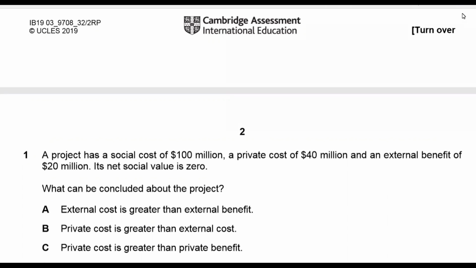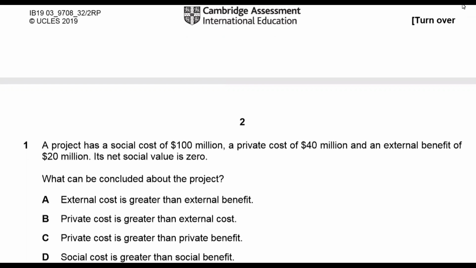Question number 1 says a project has a social cost of $100 million, a private cost of $40 million, and an external benefit of $20 million. Its net social value is 0. Net social value means the net value of social benefits minus social cost will be 0. What can be concluded about the project?